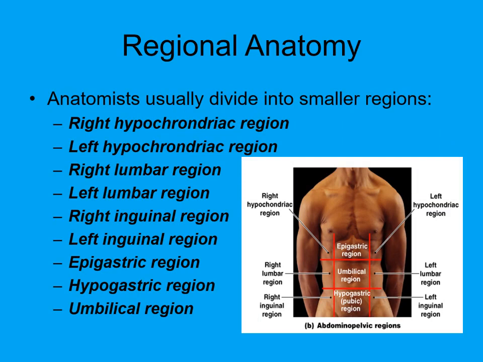Now we can subdivide even smaller into regions. And you have, once again, right and left refers to the patient. You have the right hypochondriac region, the epigastric region, and then the left hypochondriac region. If you go below that, then you have the right lumbar region, the umbilical region, and the left lumbar region. And then on the bottom row, if you will, below that would be the right inguinal region, the hypogastric or pubic region, and the left inguinal region.